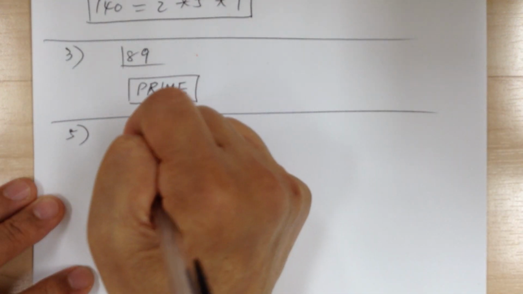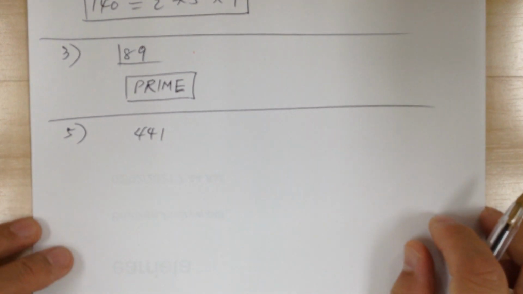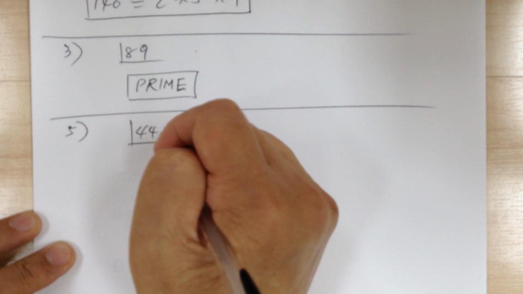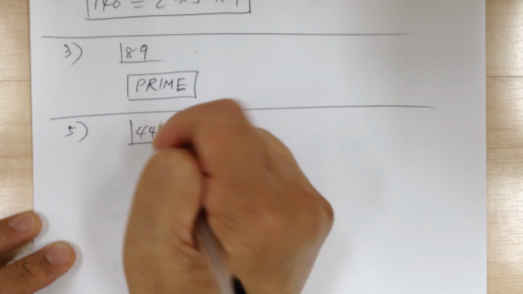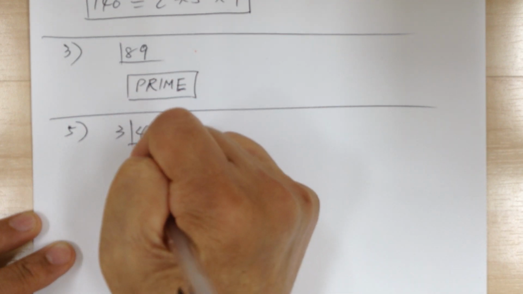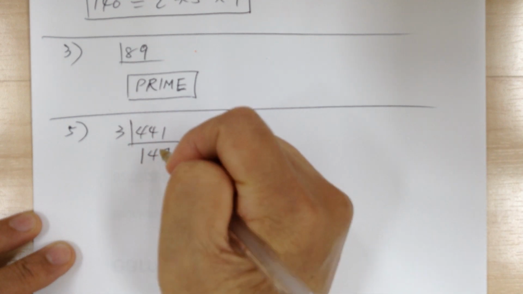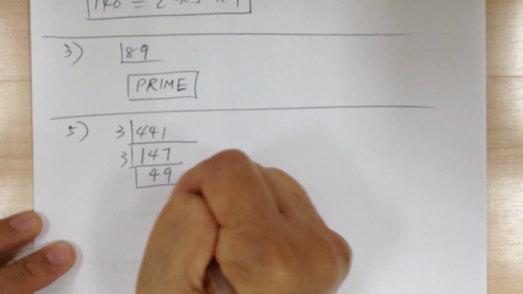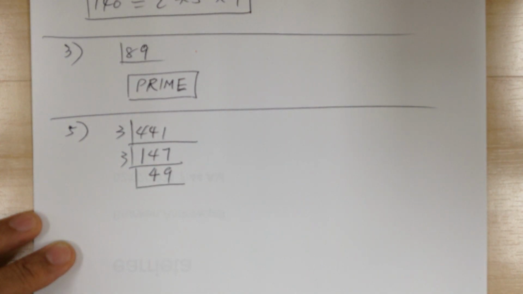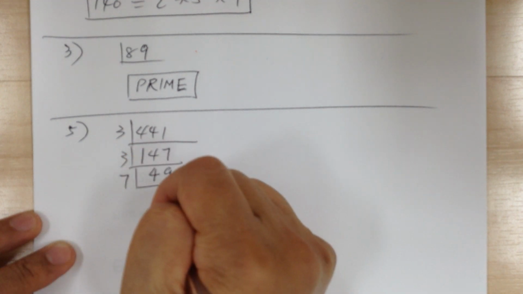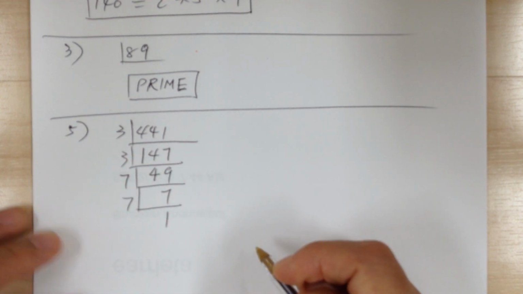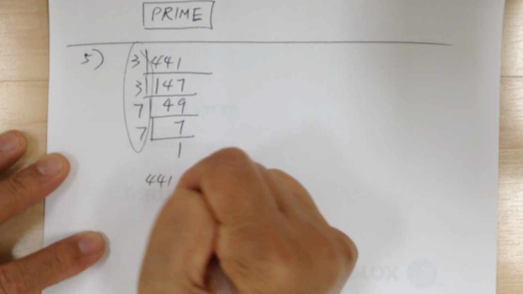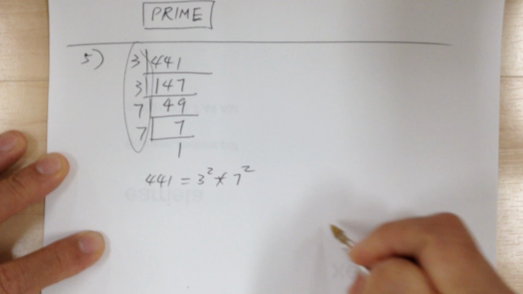Number 5, you got 441. This cannot divide by 2, so you try 3, and this can divide by 3, right? Because the sum of the digits is 9, so it divides by 3. Divide by 3, you get 147, and divide by 3 again, it'll be 49. 49 can only divide by 7. So divide by 7, you get 7. Divide by 7, you get 1. Again, all these are your prime factorization. So 441 equals 3 squared times 7 squared.